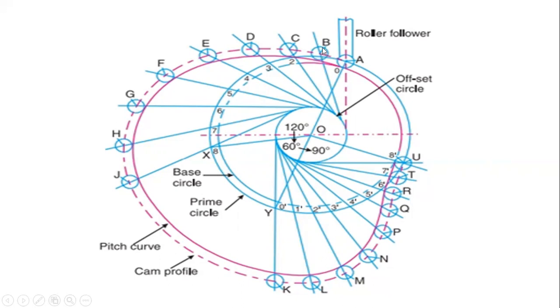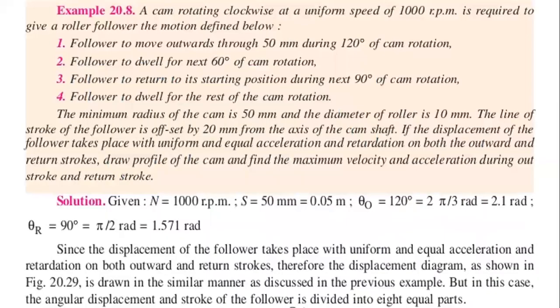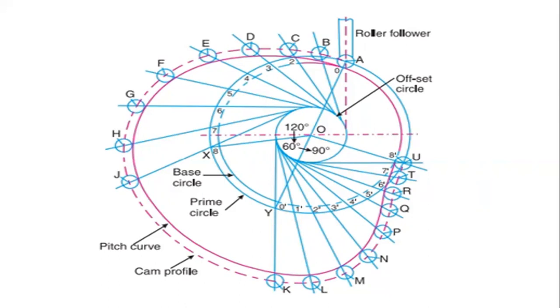At the B point, you have to draw a circle of the roller. Sorry, the diameter of the roller is 10 mm. So take the diameter as 10 mm, that is, the radius is 5 mm.